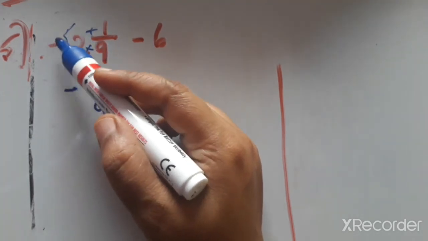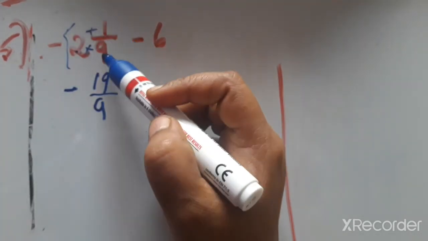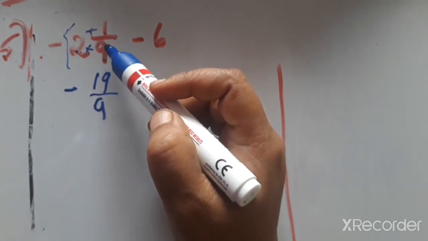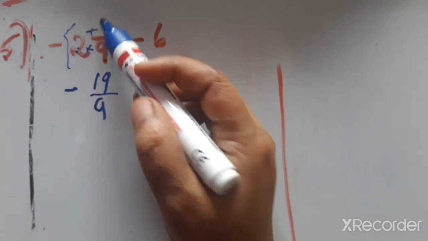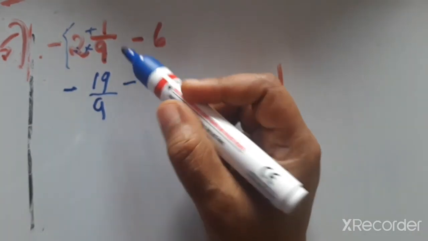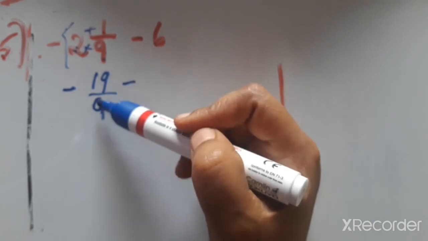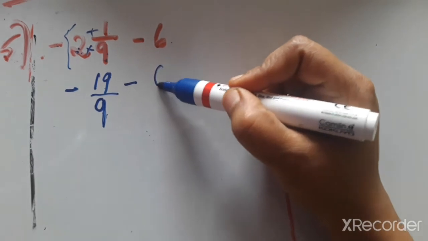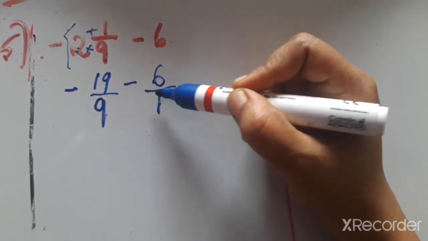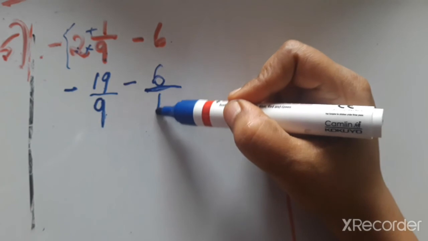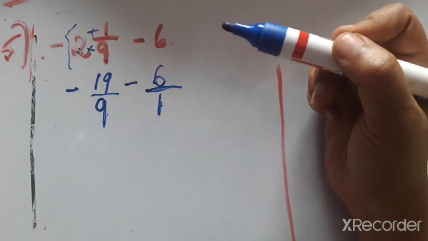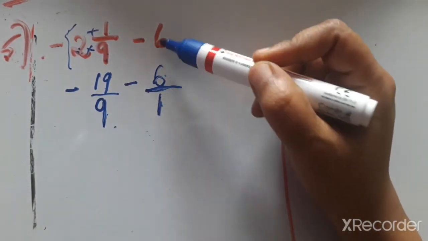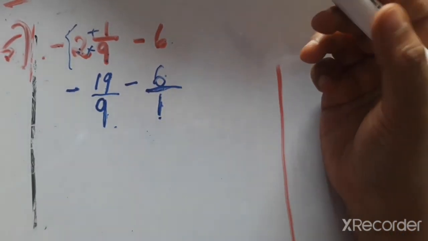First you ignore the symbol and convert the mixed fraction into an improper fraction. 9 2s are 18, 18 plus 1 is 19, and here minus. So this is in fraction or rational number form, p by q. Convert the number into a rational number: 6 by 1. If we have any natural number or whole number, we can put it over 1 and convert it into a fraction or rational number. So minus 19 by 9, and minus 6 will become 6 by 1. Now it is a rational number.